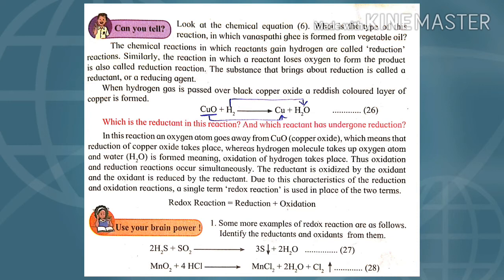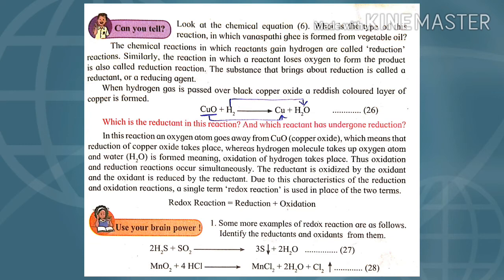The substance used for reduction is known as a reductant or reducing agent. For example, carbon reacts with hydrogen to form methane. That is, C plus 2H2 gives CH4. Now we discuss redox reactions. A chemical reaction in which both oxidation and reduction take place simultaneously is known as a redox reaction.